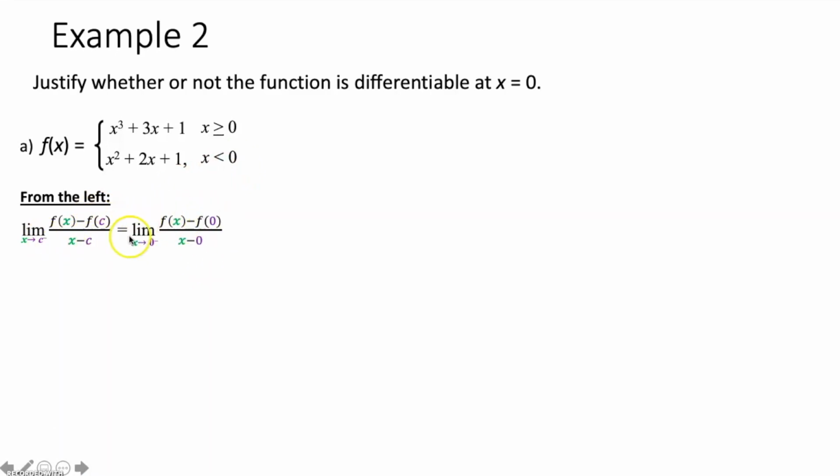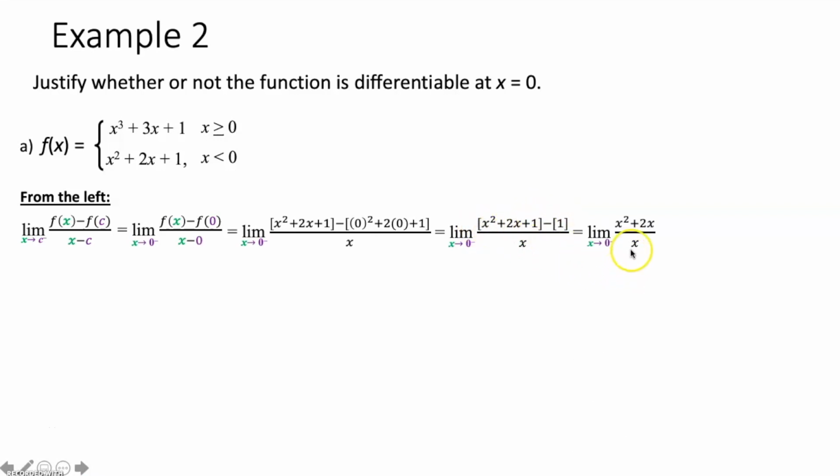Now, we're doing the limit as x approaches 0 of f of x. So which part of the piecewise function are we going to use? Well, we're coming in from the left. That would be x values less than 0. So we're going to use this part of the piecewise function. So we plug this in for f of x here. And then for f of 0, we're going to plug in 0 to this part of the piecewise function. And then x minus 0 is just x. Now we simplify. 0 squared plus 2 times 0 plus 1 is just going to give you 1 over here. And then we can just drop the brackets and subtract. 1 minus 1 gives you just x squared plus 2x in the numerator.